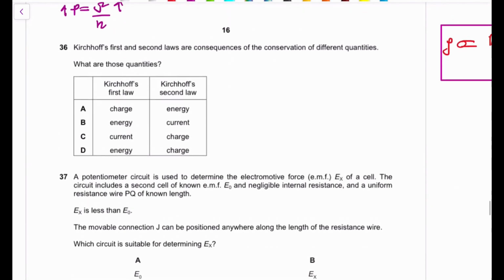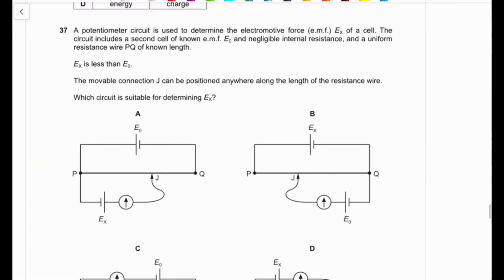Very important. Moving to question 36, Kirchhoff's first law and second law. You just have to know this. The first law is the conservation of charge, and the second law is the conservation of energy. The answer is A. Question 37, very important.